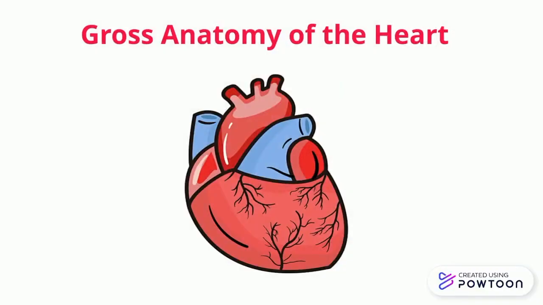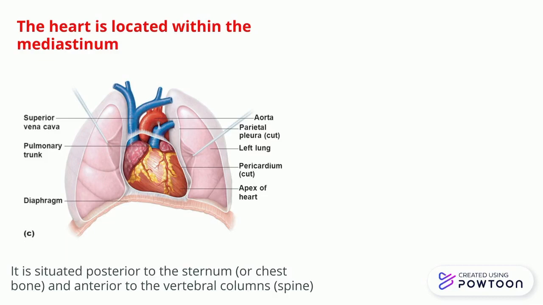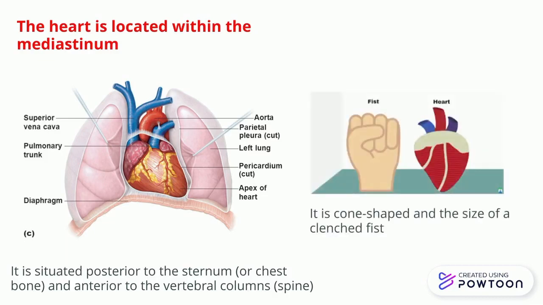Let's take a look at the gross anatomy of the heart. The heart is located within the mediastinum. It is situated posterior to the sternum and anterior to the vertebral column. It is cone-shaped and the size of a clenched fist.